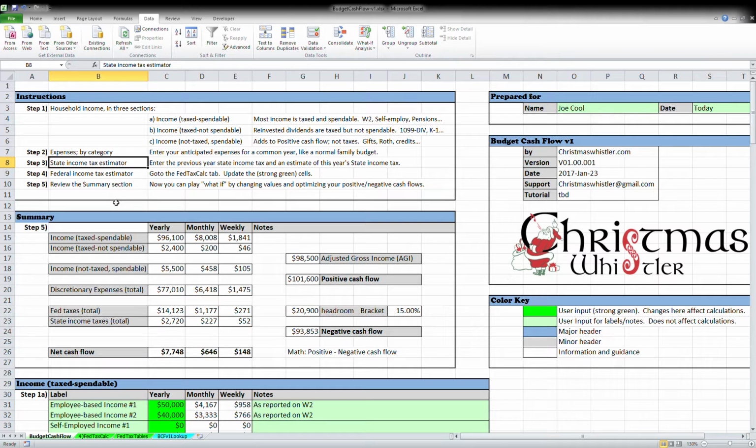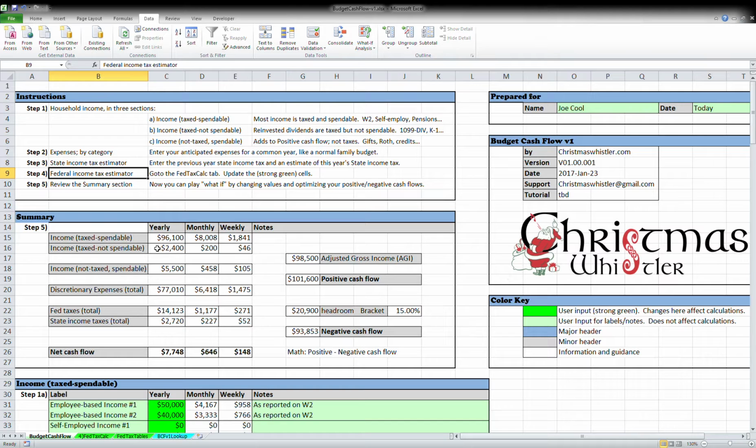Step three then is your state income tax estimator. So this is very crude. It's an estimator and all that. There's lots of different states, lots of different laws. So basically, I give you two different ways of calculating it. One is just putting in a sum. Say, I expect to pay this many dollars to the state this year and in the previous year. The other is as a percentage of the federally taxed amount of money, so that it's more dynamic. As you make less money, you'd pay less in state taxes. As you make more money, you'd pay more in state taxes based upon an effective tax rate.